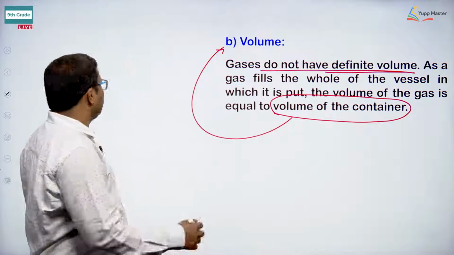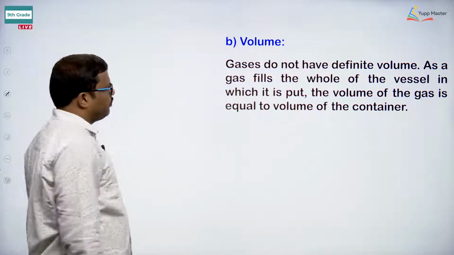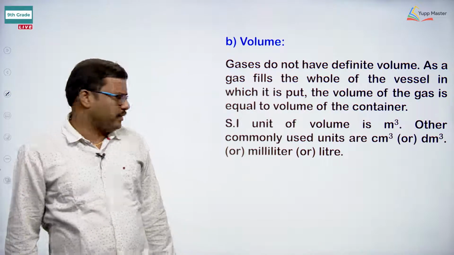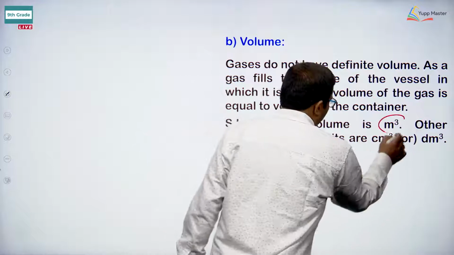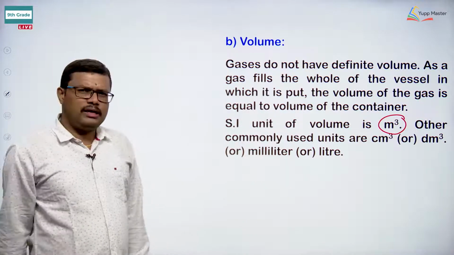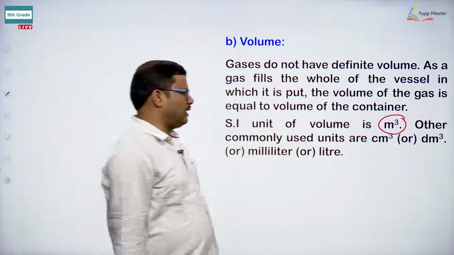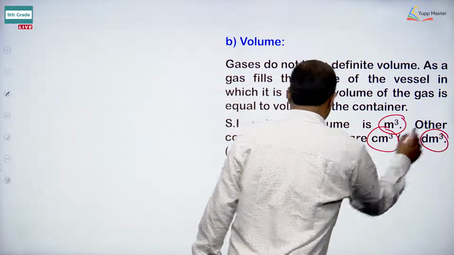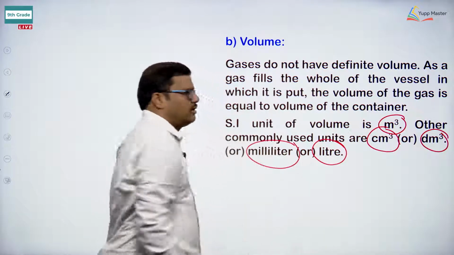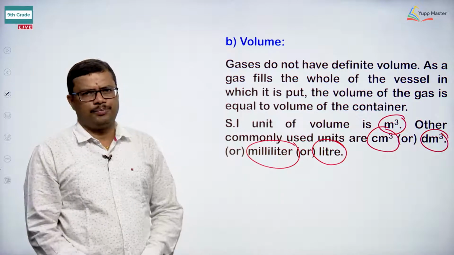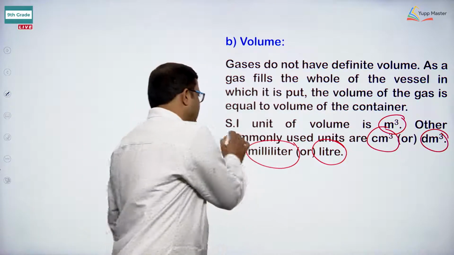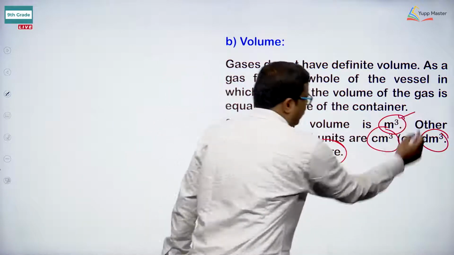So, in this case, how are we going to measure the volume? Generally, when you look at the units of volume, the SI unit is meter cube. Other units we commonly encounter are decimeter cube, centimeter cube, and we even use liter and milliliters as units for volume. Students, please make a note, the SI unit is meter cube for volume.